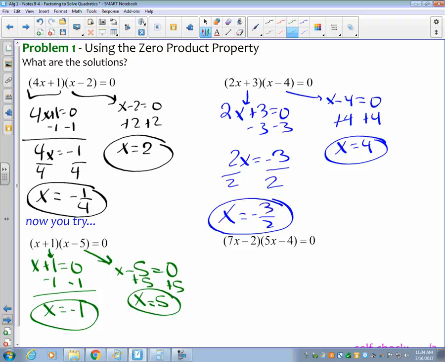I'm hoping by this time you can see that when there are no numbers out front, the answer is just the opposite of what's inside the parentheses. So the opposite of 1 is -1, that's an answer. The opposite of -5 is +5, that's the answer. When you get really good, you can look at the problem and know that the answer is going to be +2/7 and +4/5, when you get some experience under your belt.